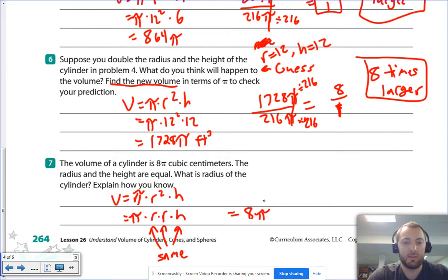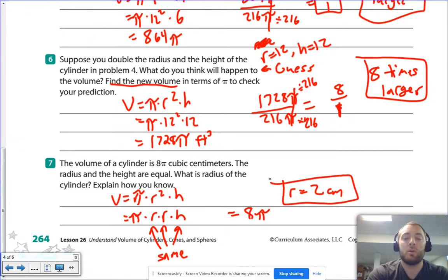What's the radius of the cylinder then? What's the only number when you multiply it by itself 3 times gets you to 8? Well, 1 times 1 times 1, that's 1. 2 times 2 times 2, oh, that's 8. So that means your radius is 2. And this would be centimeters. So explain that. Make sure you explain that.